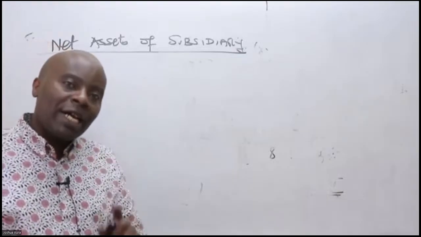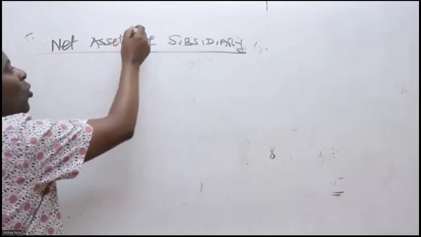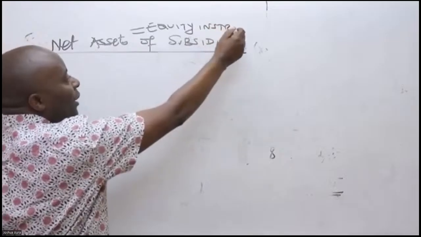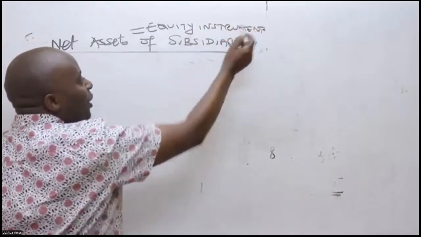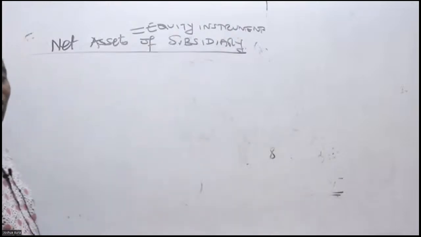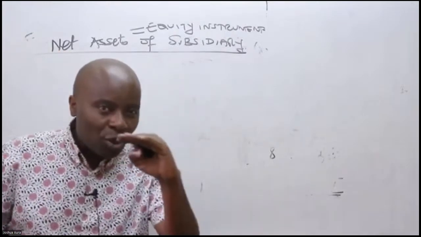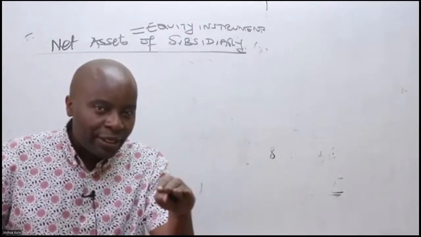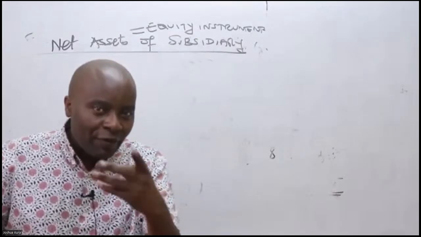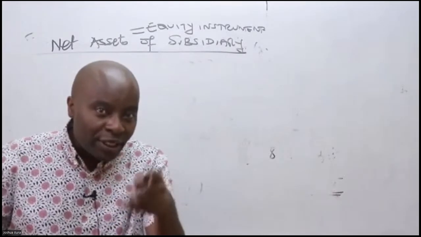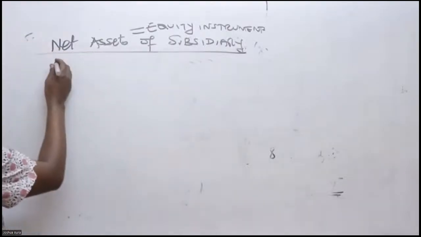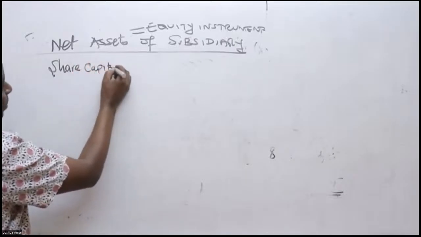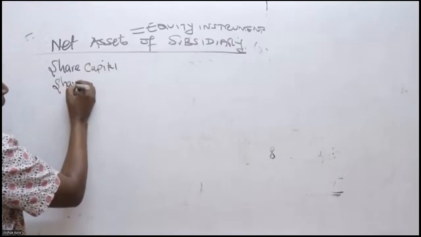And then when we talk of net assets, always we are looking at the equity instruments. So when you talk of equity instruments, you will remember your balance sheet. What do we have there? We have share capital, share premium, retained earnings, fair value adjustments or revaluations. You can just write there, we have the share capital, the ordinary share capital. We have here the share premium.